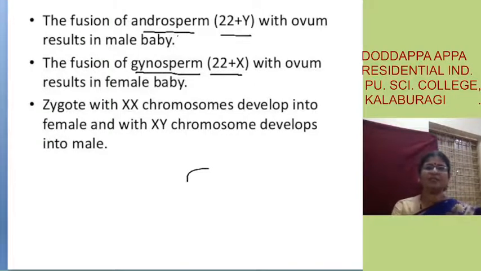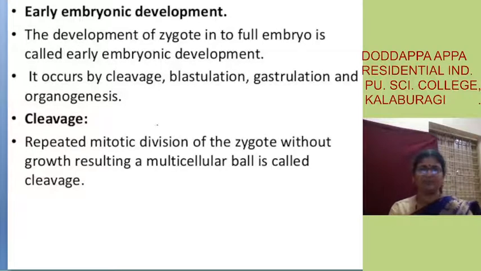If the androsperm combines with the ovum... the females, they do not have any specific name as the male sperms have got, because all of them have got the X chromosome. Fine. If the androsperm combines with the ovum, it will result in the male child. If the gynosperm combines with the ovum, then it will result in the female child. Fine. If the zygote is XX, it will develop into female. If it is XY, then it will develop into the male child.